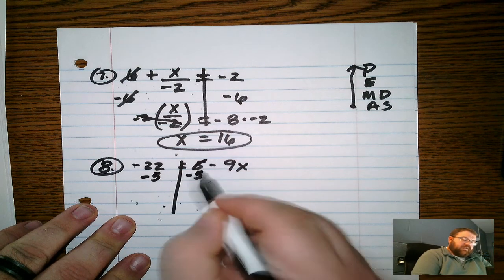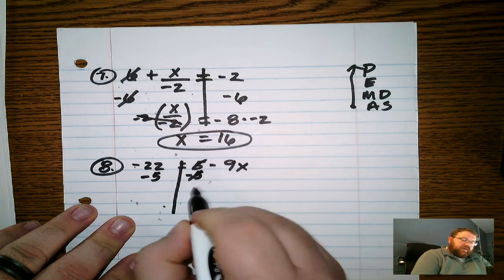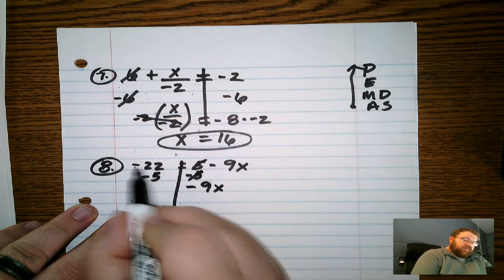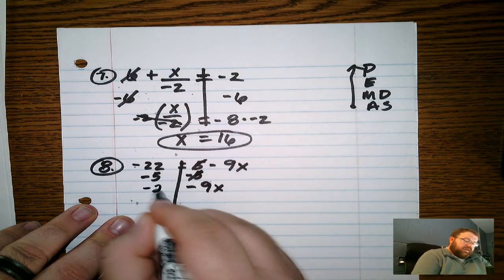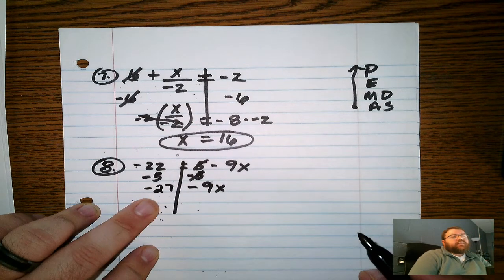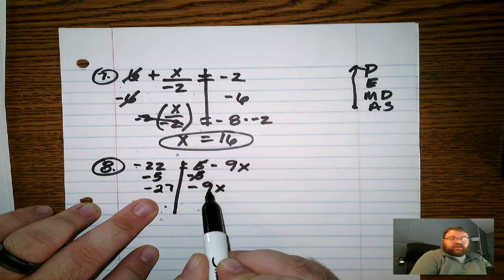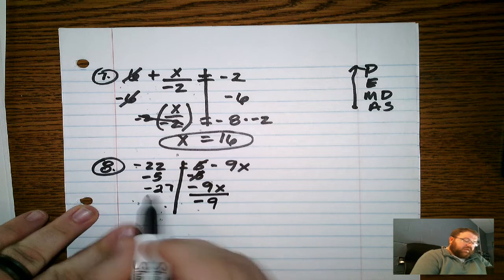5 minus 5 is 0. You need to understand that this is negative 9x. That needs to come with you. Negative 22 minus 5, same sign, add, keep the sign. The negative 9 is trying to multiply your variable. I know that because it's sitting right next to it. So I'm going to divide both sides by negative 9.